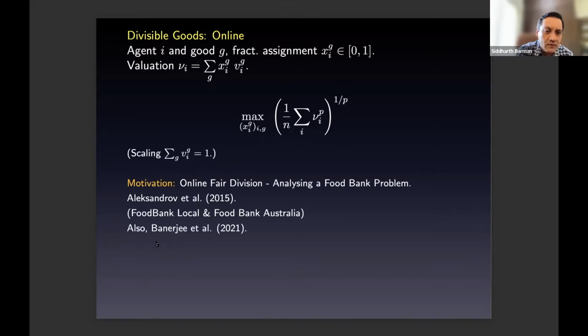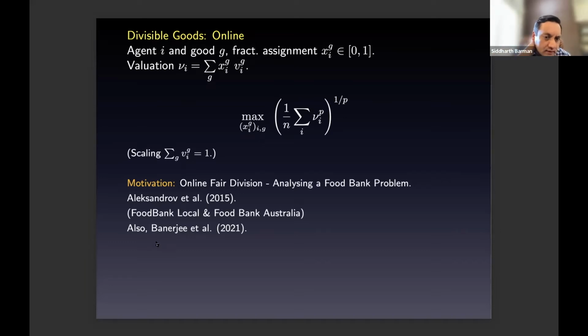This food allocation problem is also studied by other groups, in particular a group at Cornell, Banerjee et al. They solve, in fact, this specific optimization problem for the Nash social welfare. They have an intricate primal-dual schema for exactly this optimization problem in this online setting. They obtain competitive ratio guarantees, which I'll compare with ours later. They're slightly better, but the punchline is that ours will work for all mean welfare, whereas they focus on Nash social welfare.